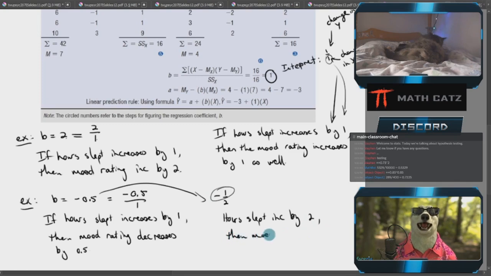Then mood decreases by 1. So there are lots of different ways, but they're all essentially the same, with slightly different words and different numbers, to interpret this regression coefficient, but it's very important that you are able to do that.